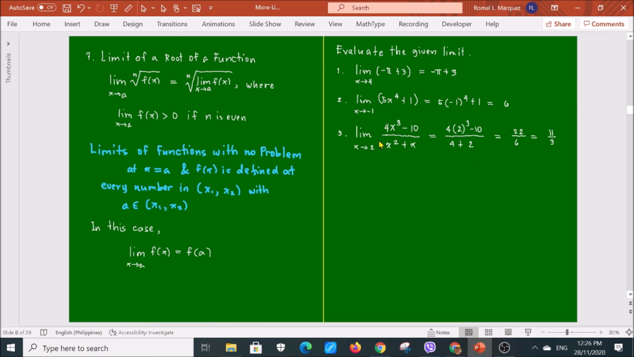I'm not going to go into detail anymore, the limit of everything, no? So after all, there is no problem. Just to illustrate those theorems, you have to write the limit of the quotient, the limit of 4x cubed minus 10 over the limit of x squared plus x, and then the limit of the individual terms, and then apply the power. So I assume that you understand already this theorem. And after all, these functions do not have a problem on a certain interval containing 4, negative 1, and 2 respectively.